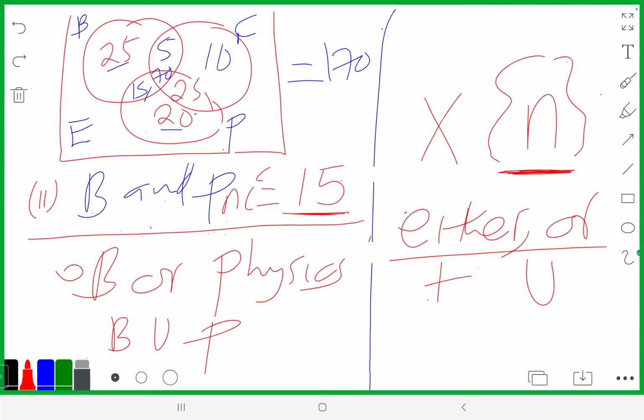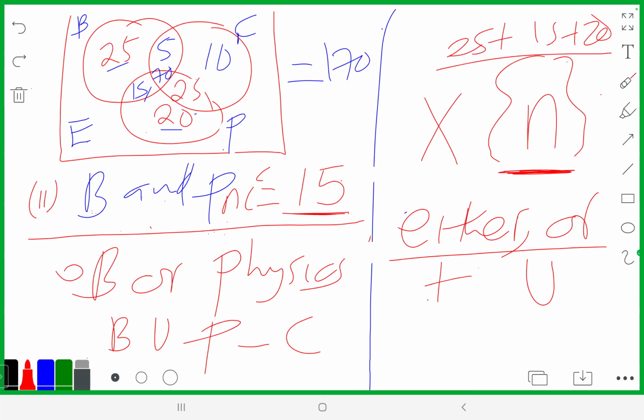intersection C complement? Meaning minus C, right? In other words, if you want, you can say biology union P minus C. Meaning what is in biology plus what is in P minus what is in C. That is now where you add 25 plus 15 plus 20. Is that clear? Like what is in biology plus what is in P minus what is in C.